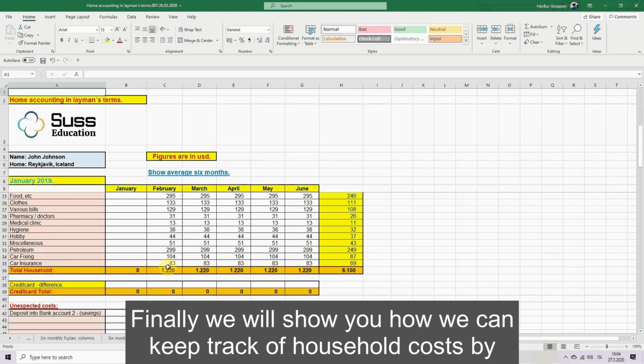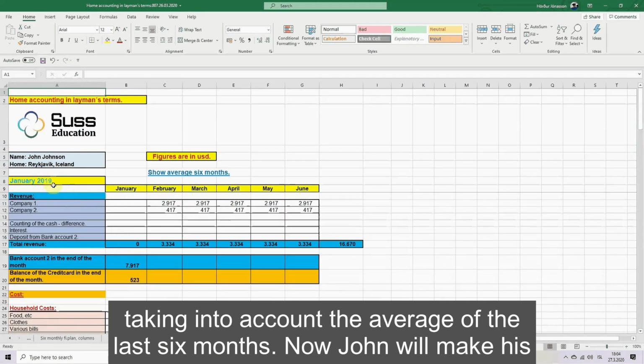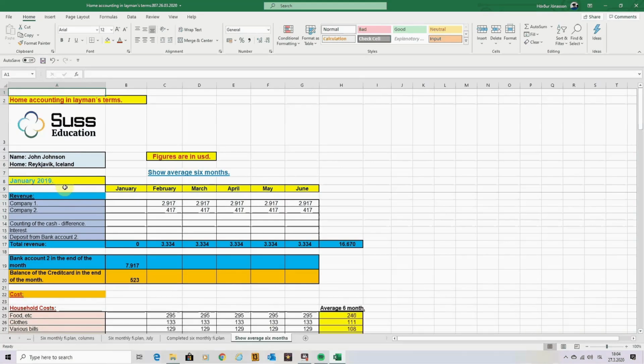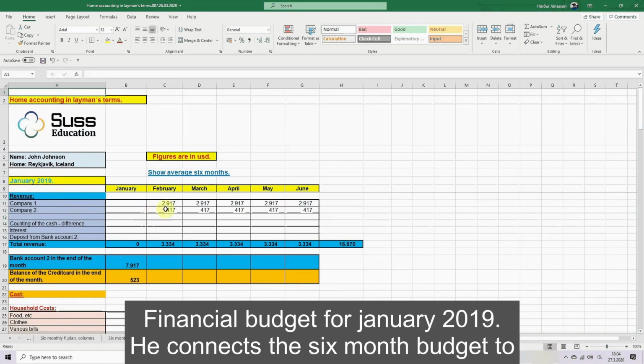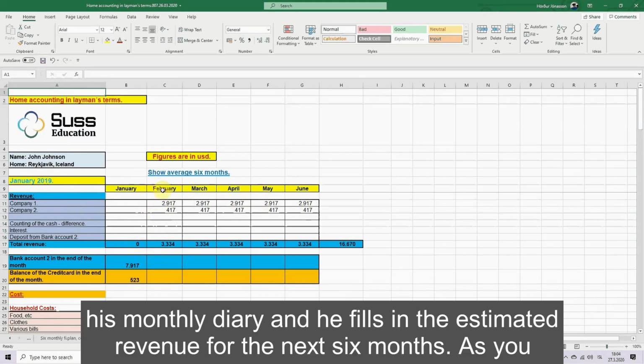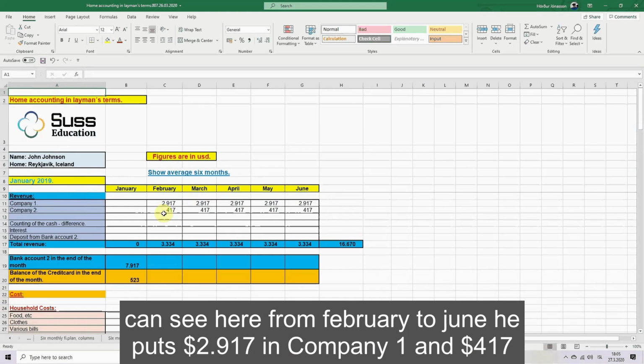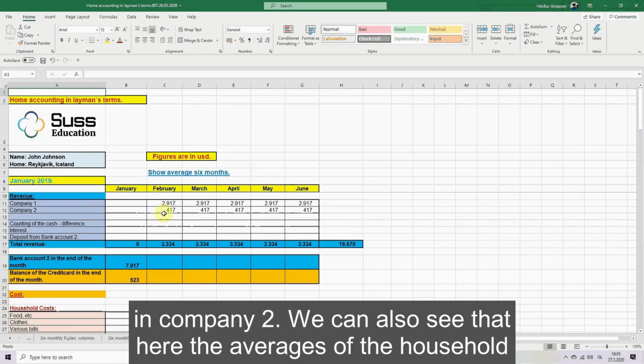Finally, we will show you how you can keep track of household costs by taking into account the average of the last 6 months. Now John will make his financial budget for January 2019. He connects the 6-month budget to his monthly diary, and he fills in the estimated revenue for the next 6 months. As you can see here, from February to June, he puts $2,917 in Company 1 and $417 in Company 2.